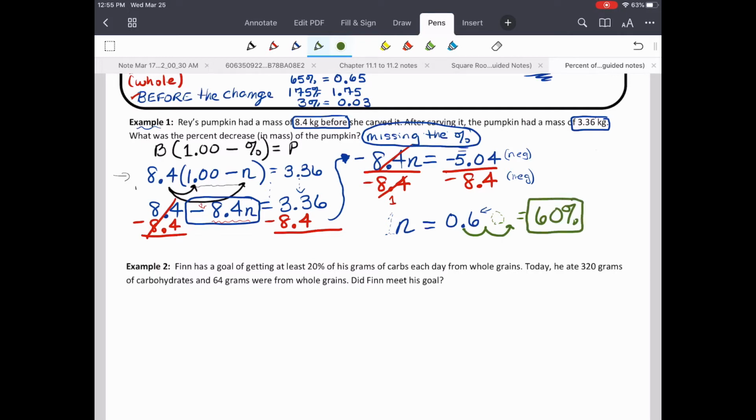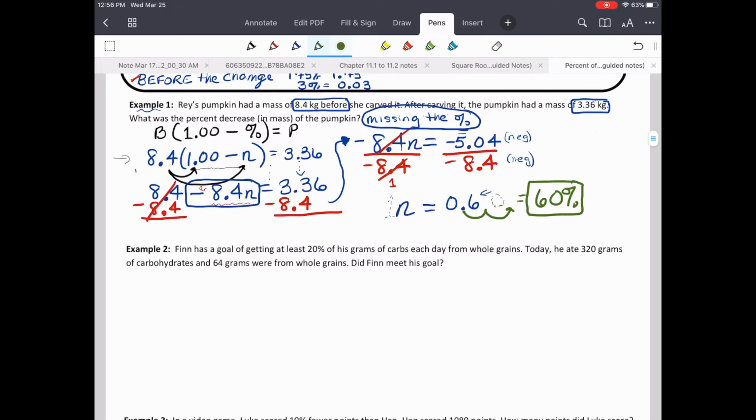So there was the decrease of that pumpkin. When you carved it all out and decorated it and took all the guts out of it, it's now 60%. It lost 60% of its mass, I should say. So that's what's going on there.